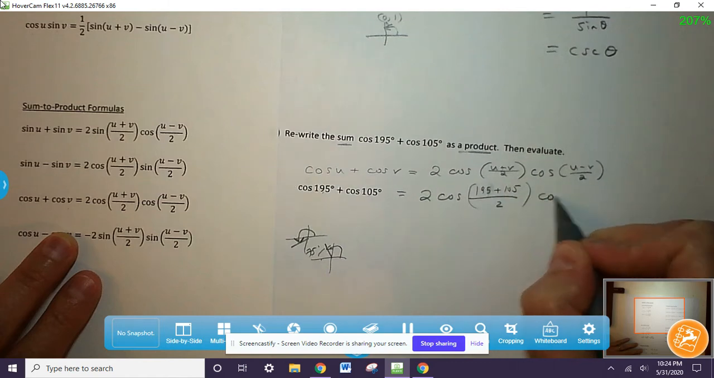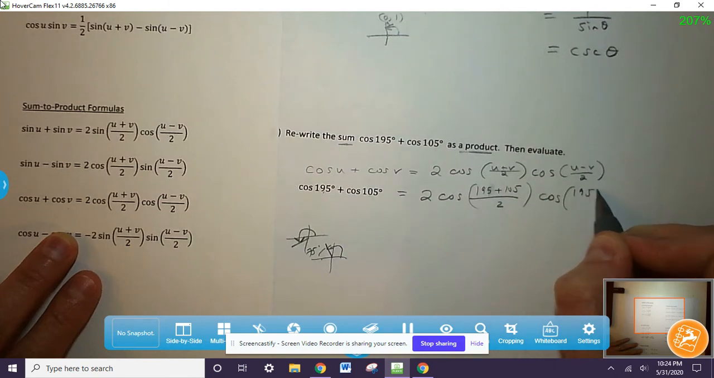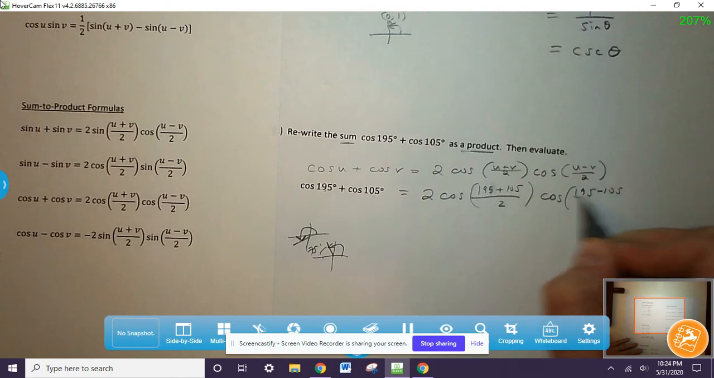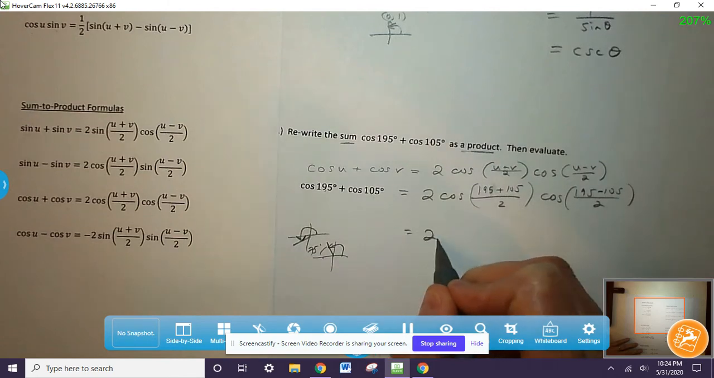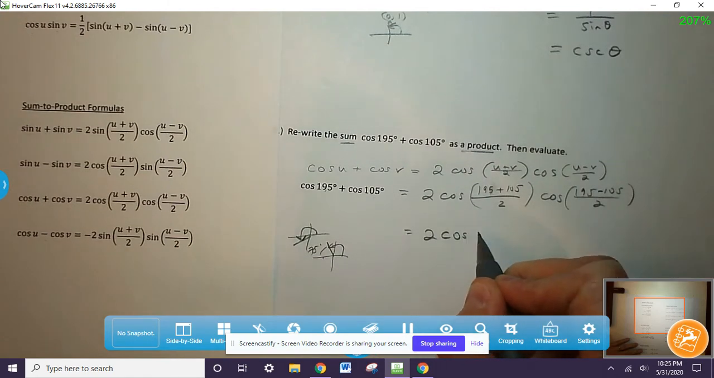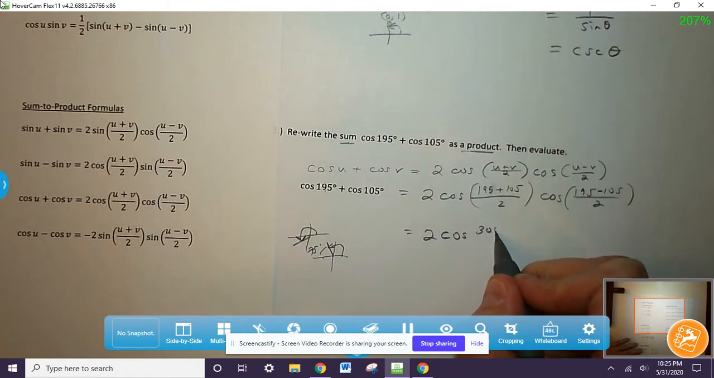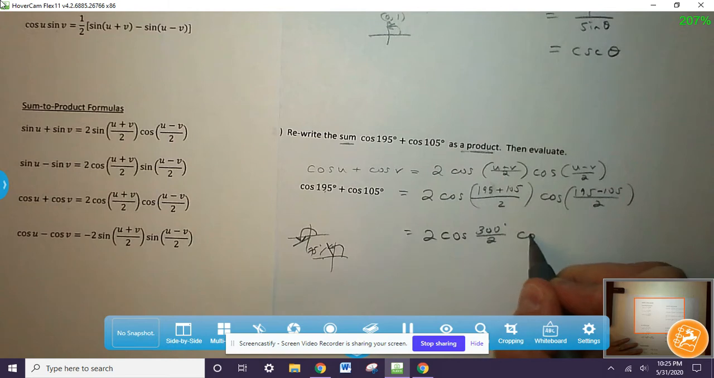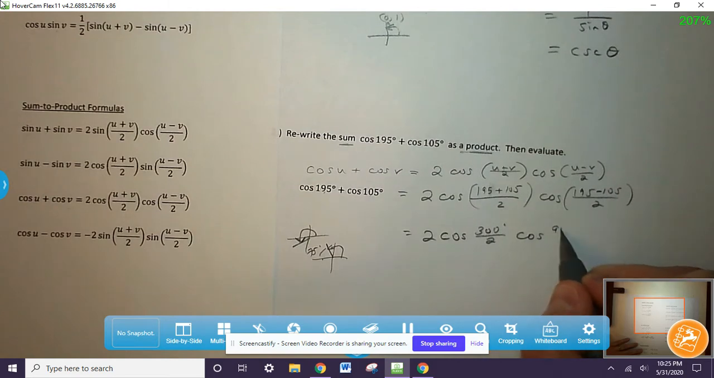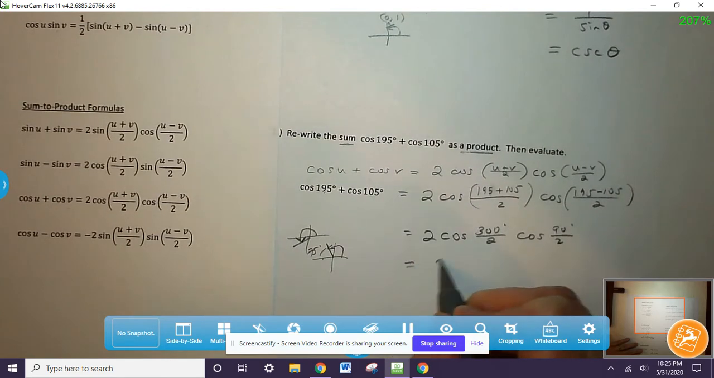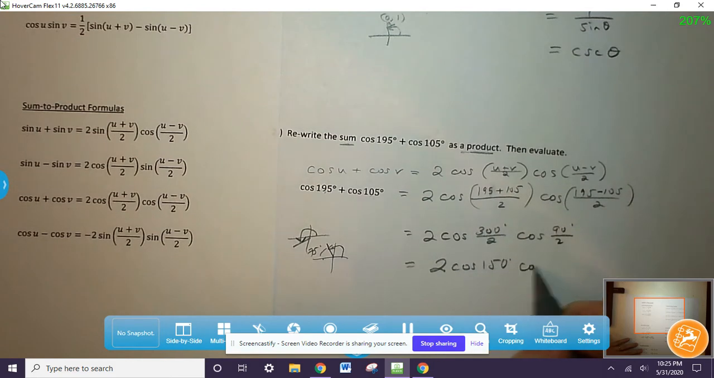And then over here, I'm going to have 195 minus 105 over 2. So 195 plus 105 is going to give us 300 degrees over 2. And over here, we're going to have 90 degrees over 2. So we have 2 times the cosine of 150 times the cosine of 45 degrees.